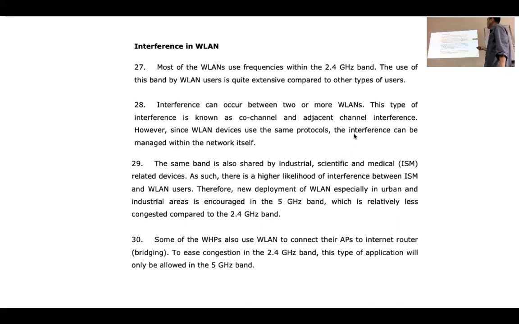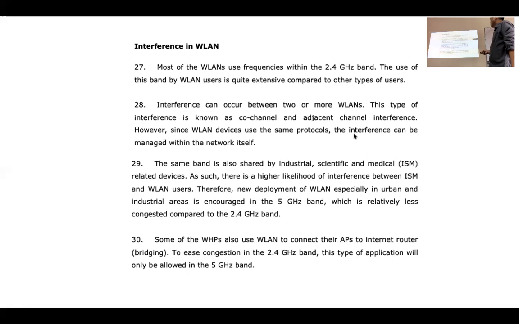Then interference in wireless LAN. Okay, most of the wireless LAN use 2.4, but nowadays we have 5 or so. Okay, interference can occur between 2 or more wireless LAN. This type of interference is called co-channel, adjacent channel. It is next to it. Okay, then it can cause interference. Okay. So if they use the same protocol, the interference can be managed within the network itself. Okay, same with this ISM, sometimes they use also. Earlier it was said that even though it's SRD, it can be like Bluetooth, RFID, there is some overlap. Okay, because they're using the same one. So how to manage it?